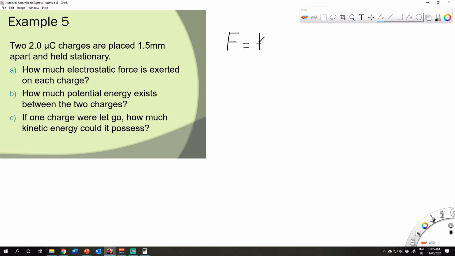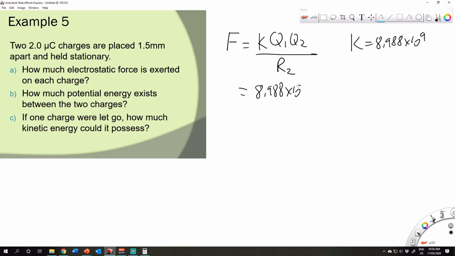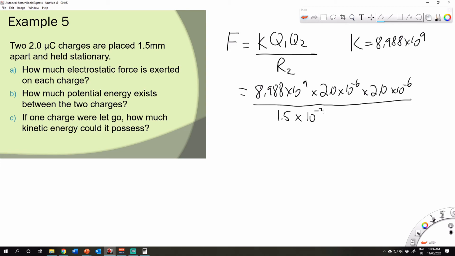So we can calculate electrostatic force as force equals k q1 q2 over r squared. k again is 8.988 times 10 to the 9. Q1, both charges are 2 microcoulombs, so that makes things easy. We have a 2 microcoulomb charge and another 2 microcoulomb charge, and they are separated by 1.5 millimeters.